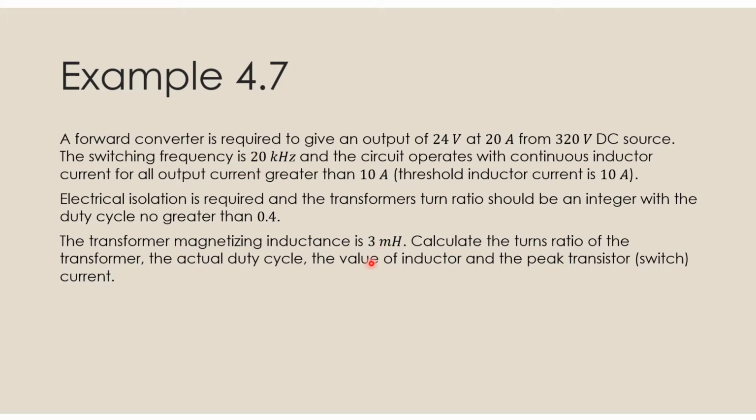And then the transformer magnetizing inductance is 3 millihenry. So what you have to do in this question: first, calculate the turns ratio of the transformer, and then calculate the actual duty cycle. Then you have to calculate the inductor, and also the peak transistor, the switch, current.